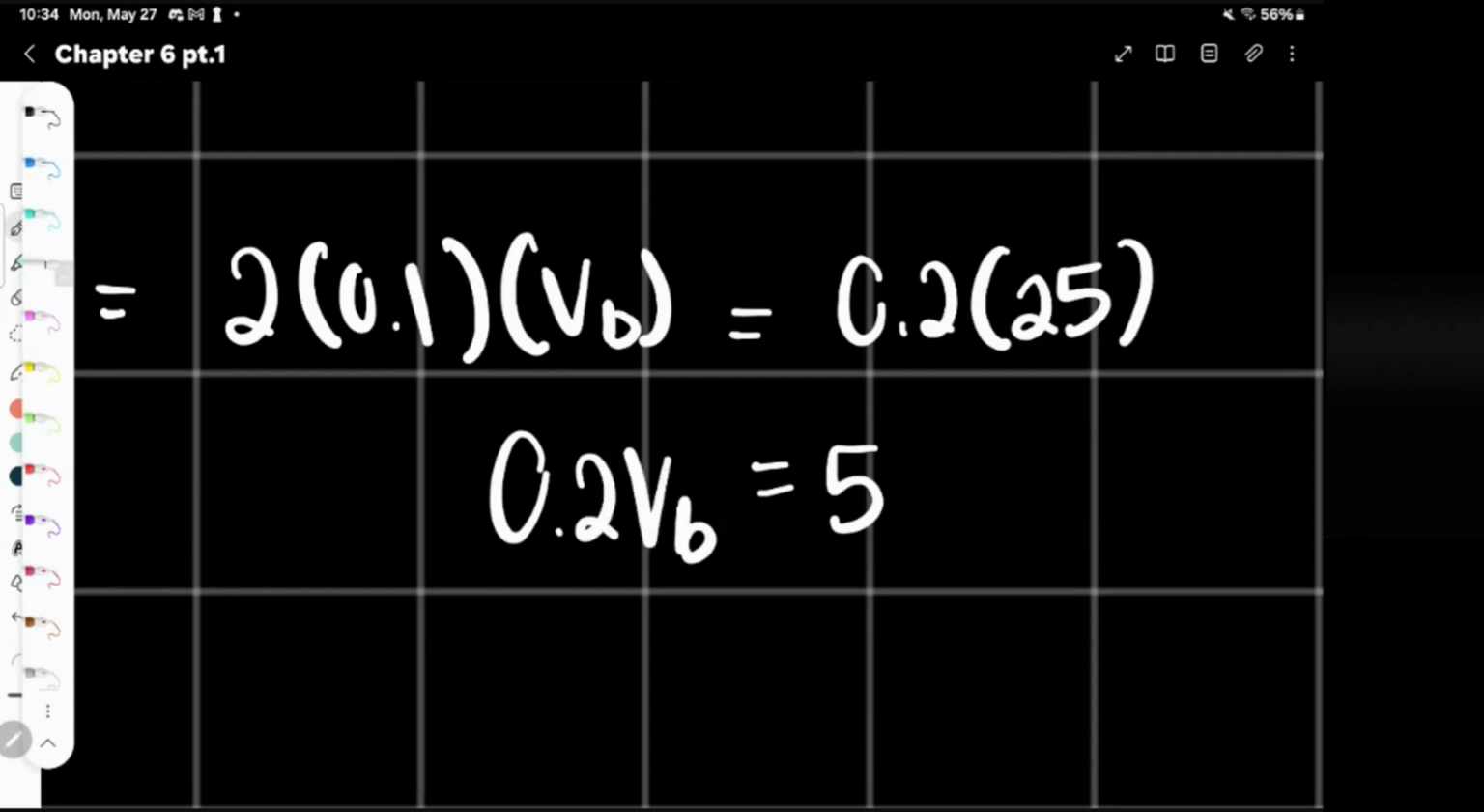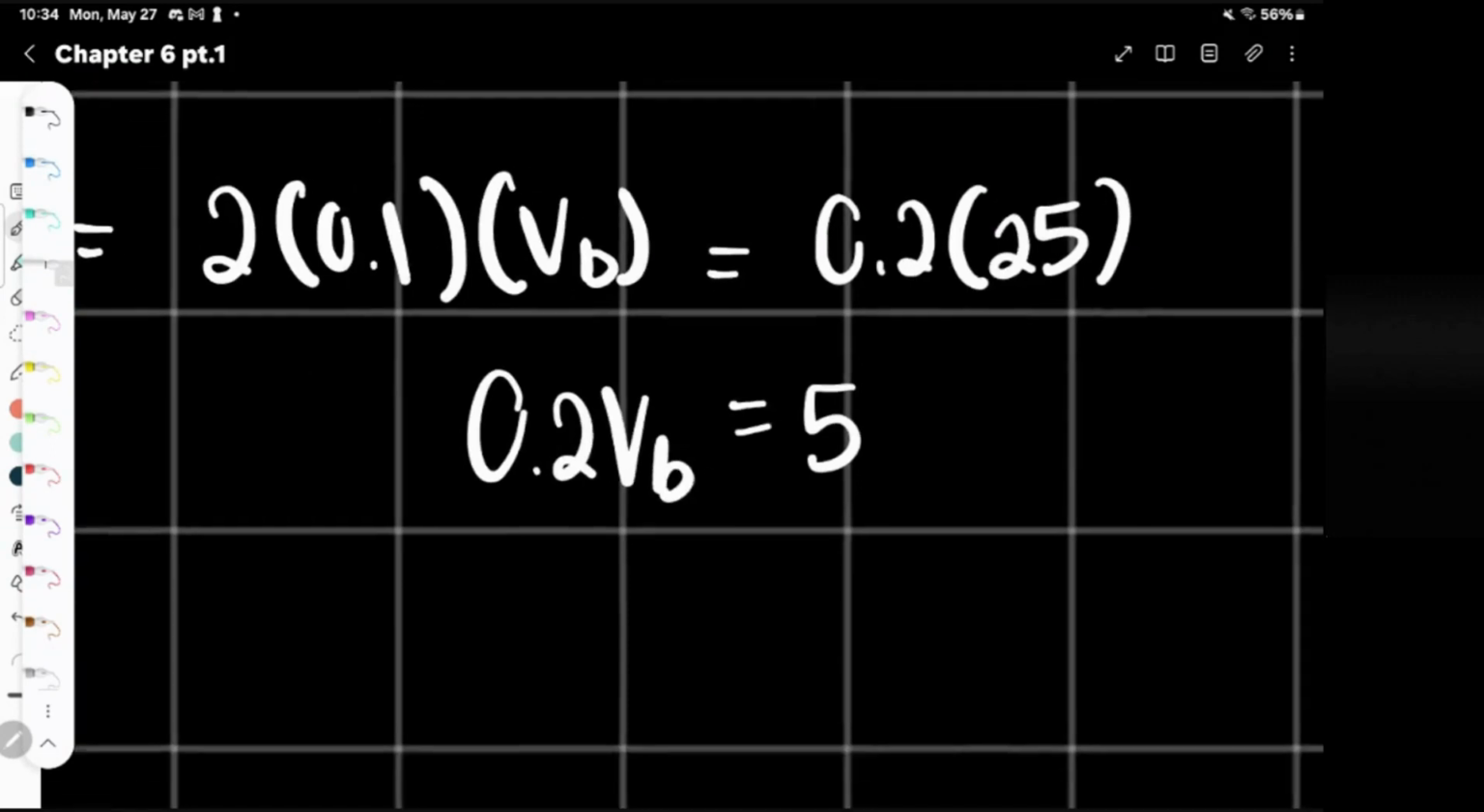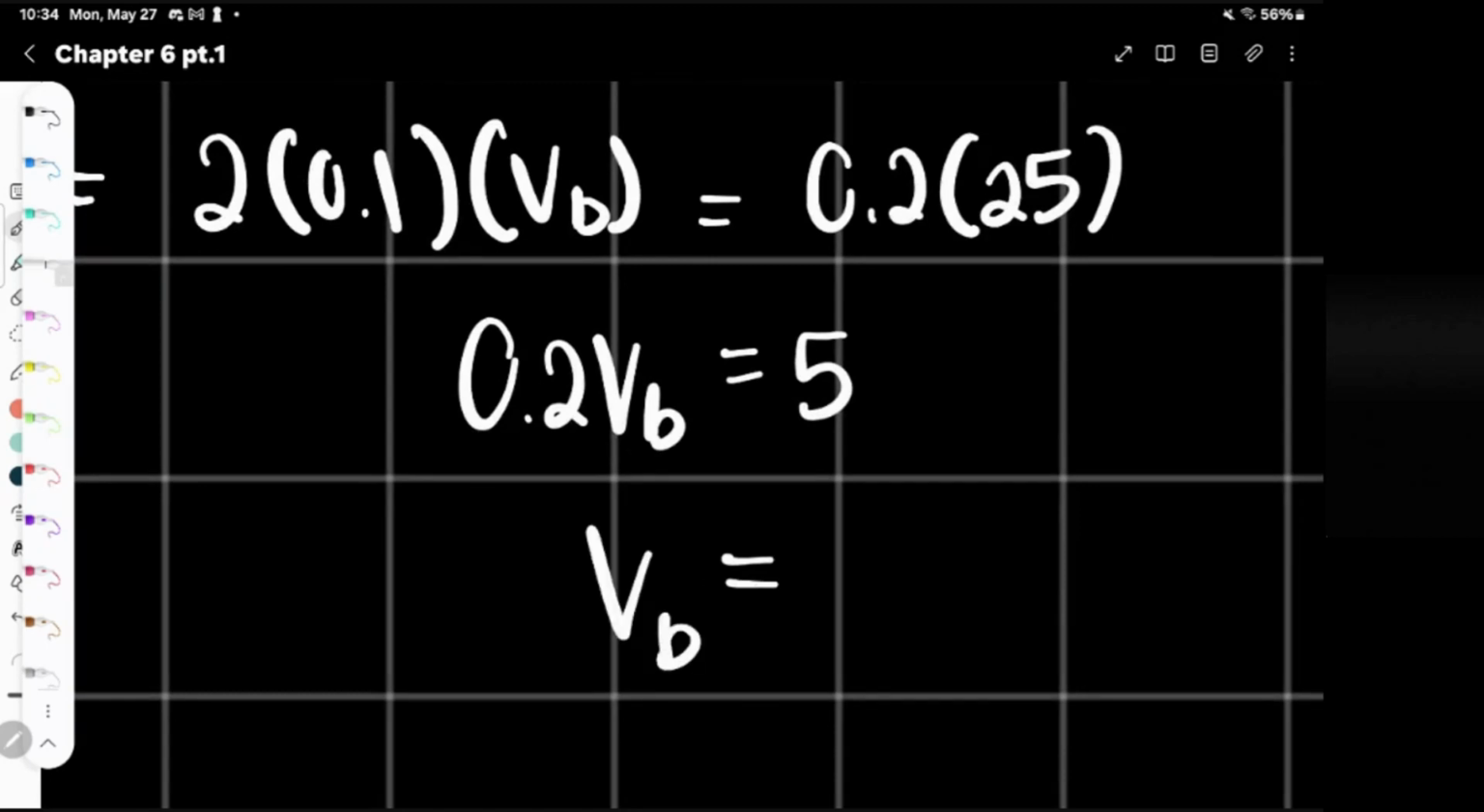VB. Okay, VB. So VB will actually be this, move to other side. This is times, move to other side, it becomes a divide relationship, right? So 5 divided by 0.2. So it should be 25 centimeter cube.